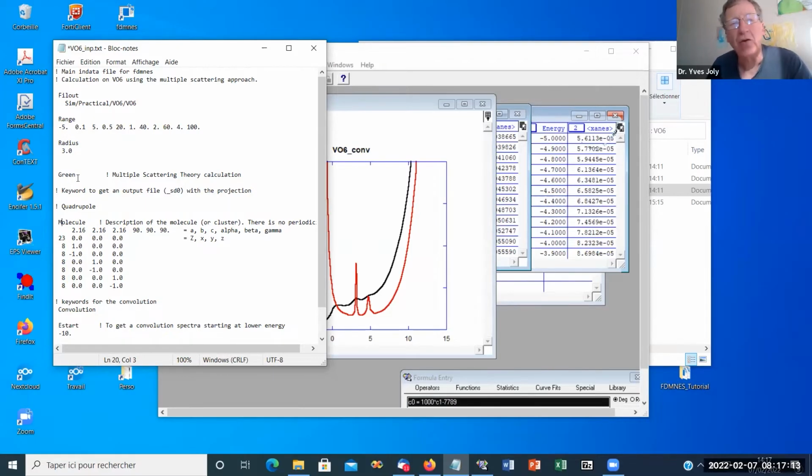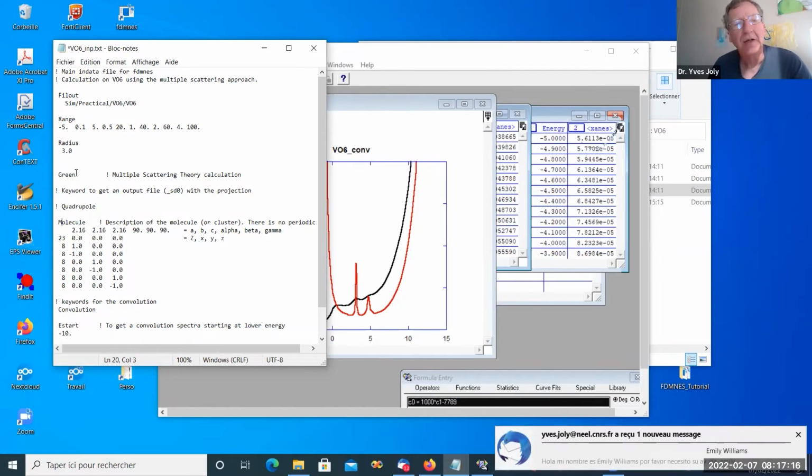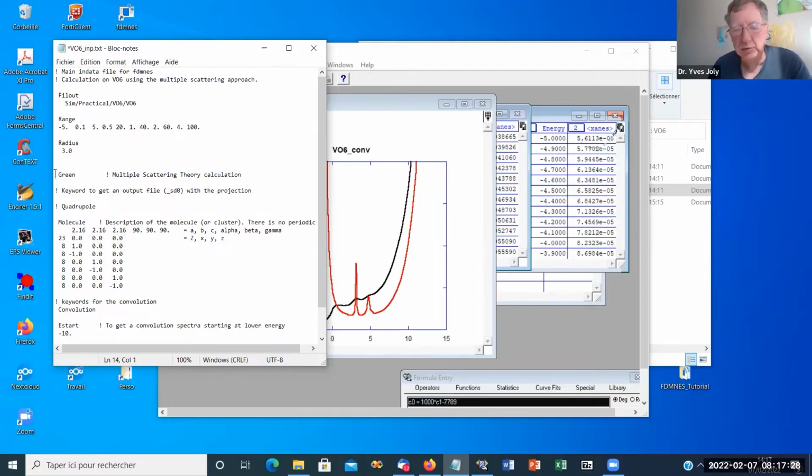Yes, green keyword, I forgot to mention this keyword before. The green keyword is just to make the calculation using the multiple scattering theory, which uses the Green's function, so it's why it's green. If you don't have this keyword, you would automatically be using the finite difference method. So for this tutorial, because we want to go fast, we make all the calculations using the green keyword, that is using the multiple scattering theory. Okay, so this new calculation will be done without quadrupole.